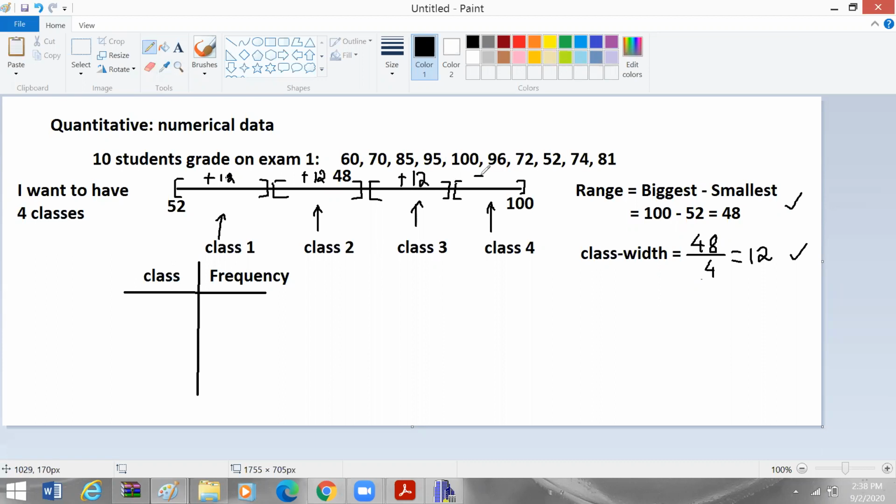And add 12. Are we good? So which class should we get started with? We have to start from the smallest number. So this is the first class. We have to start with the smallest number, so that would be 52.